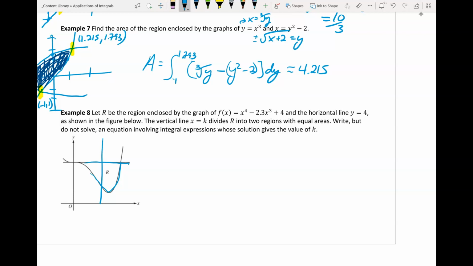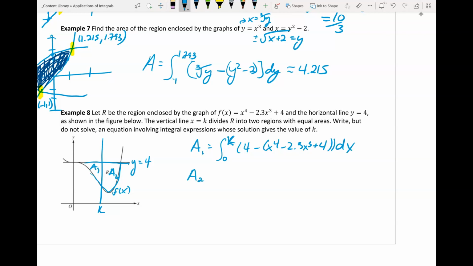So we have area 1 and area 2 to consider. And we don't know what the value of k is. We know this line is y equals 4, and we also know what our f of x equation is. So if we just focus on area 1, we have a top function and a bottom function. So that'd be from 0 to some line k as our bounds. Our top function is 4. Our bottom function is f of x, which is x to the power 4 minus 2.3x cubed plus 4, dx.